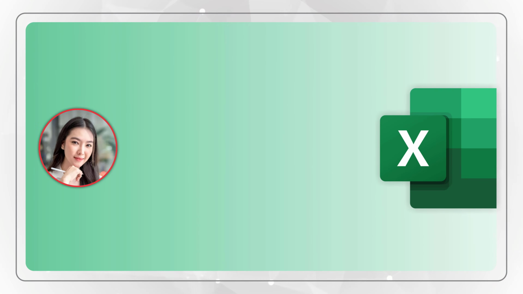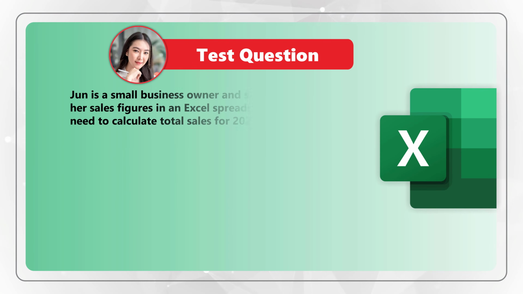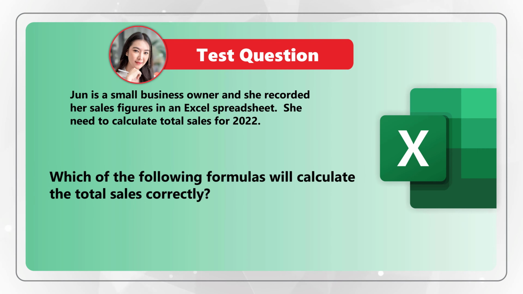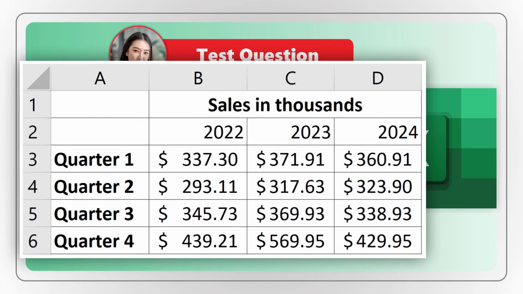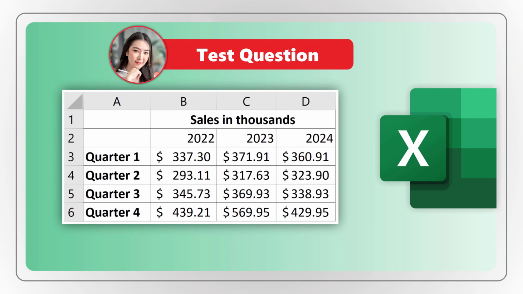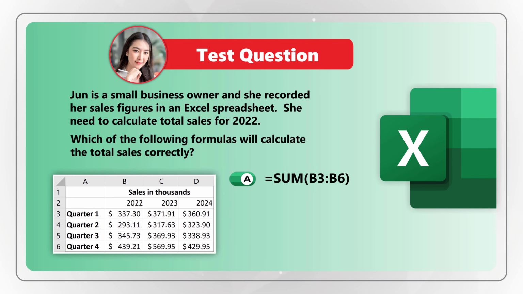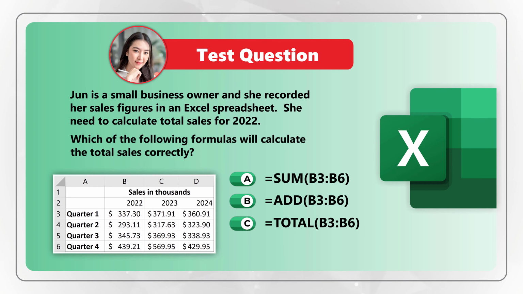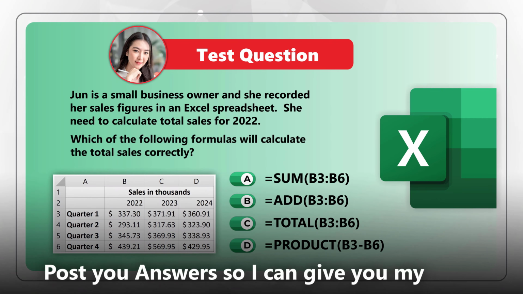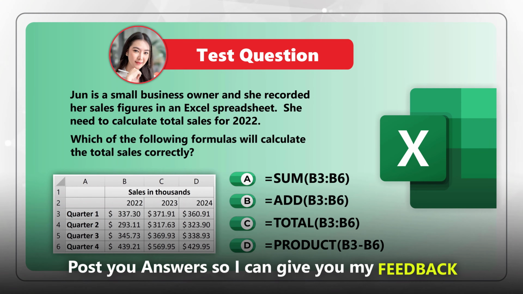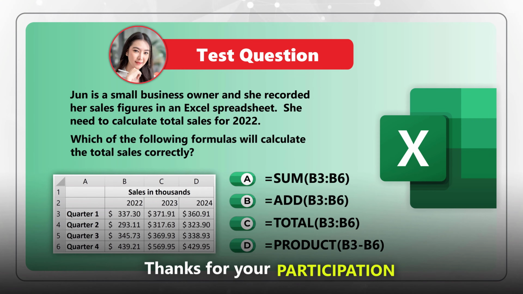June is a small business owner, and she recorded her sales figures in an Excel spreadsheet. She needs to calculate total sales for 2022. Which of the following formulas will calculate the sales correctly? You're presented with the data set and 4 different choices. Formulas are SUM, ADD, TOTAL, and PRODUCT, and they point to the range B3 through B6. Take a close look to see if you can answer the business question. And once ready, make sure to post your answer in comments so I can give you my feedback. Thanks for participating and good luck.